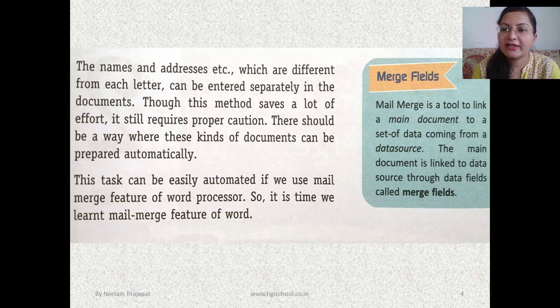Got it? So let's see the definition. Mail merge is a tool to link a main document, meaning the main letter, to a set of data coming from the data source. What is done in mail merge? In mail merge, the set of data that is coming from the data source is merged with the main document. The main document is linked to the data source through the data fields, with the help of merge fields. Got it?